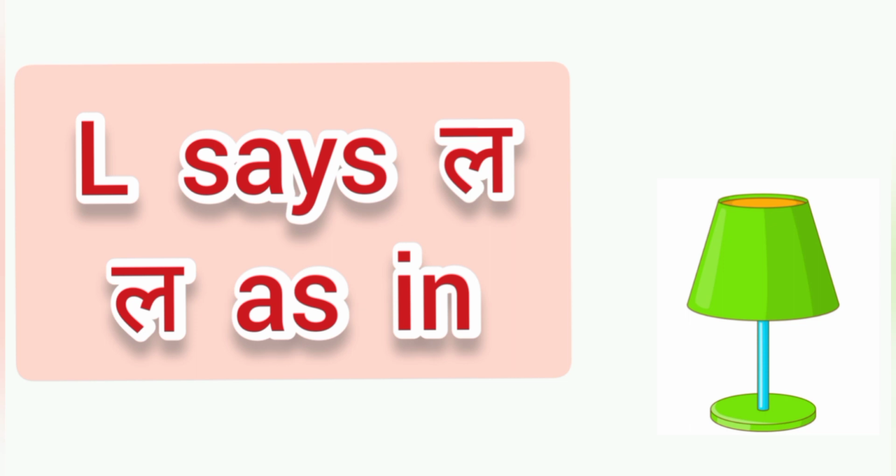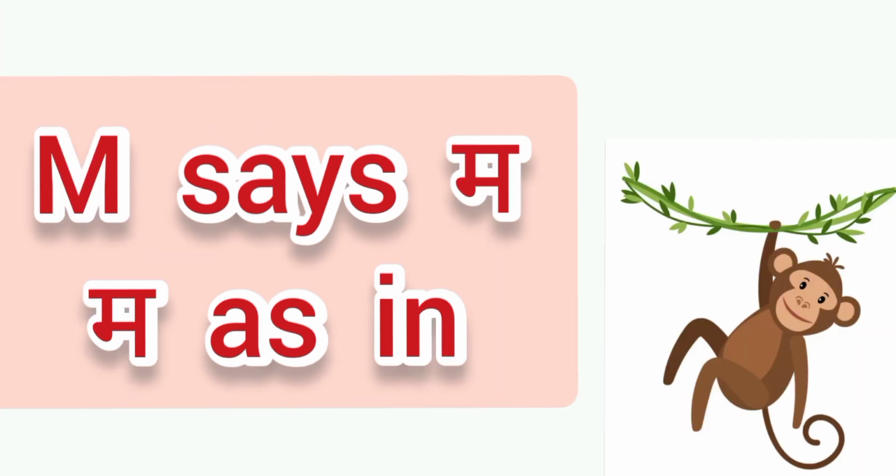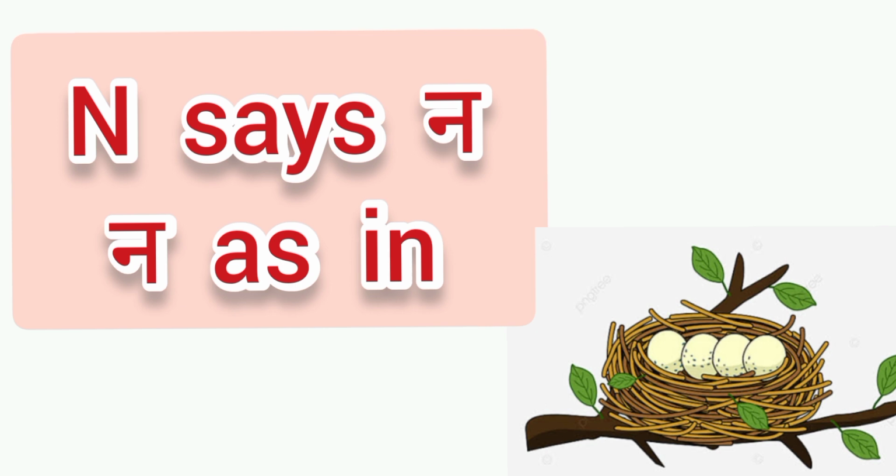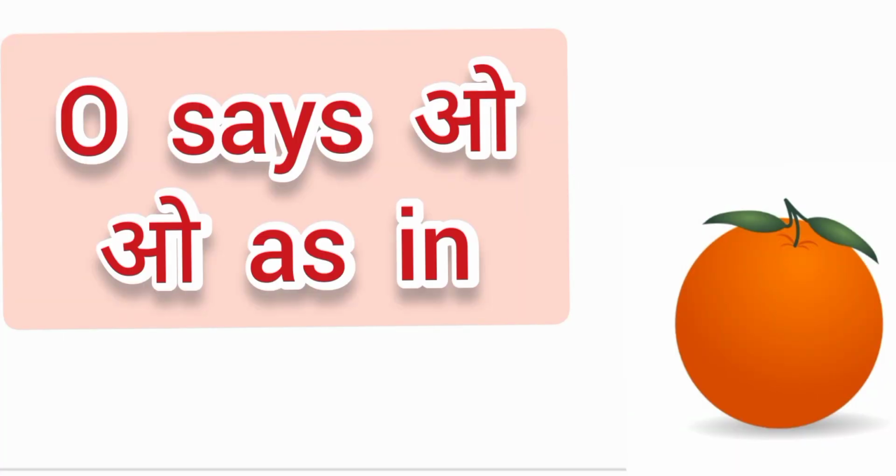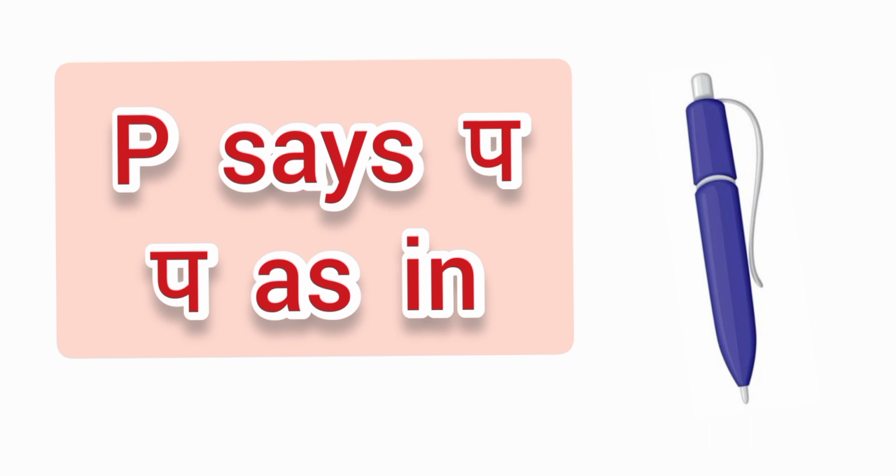L says l as in lamp. M says m as in monkey. N says n as in nest. O says o as in orange. P says p as in pen.